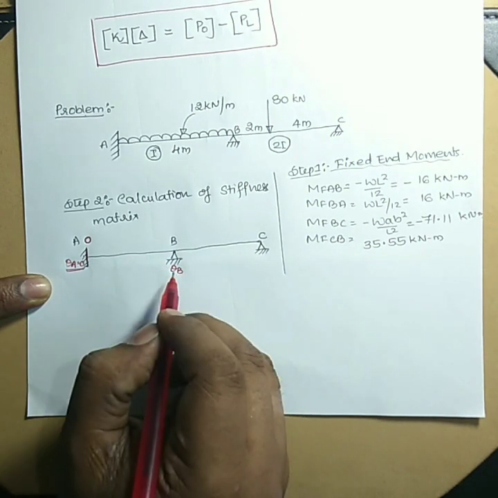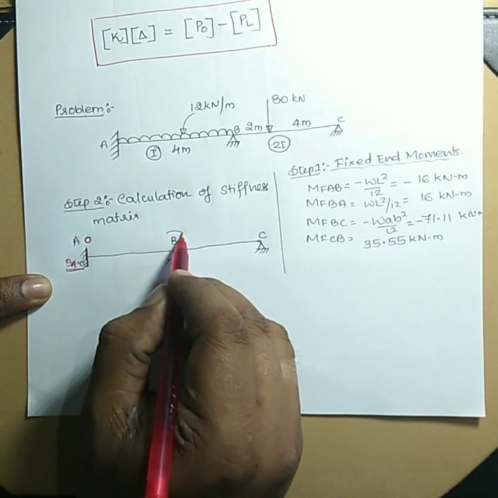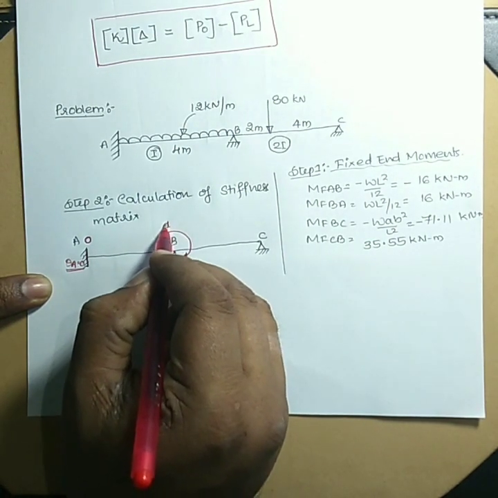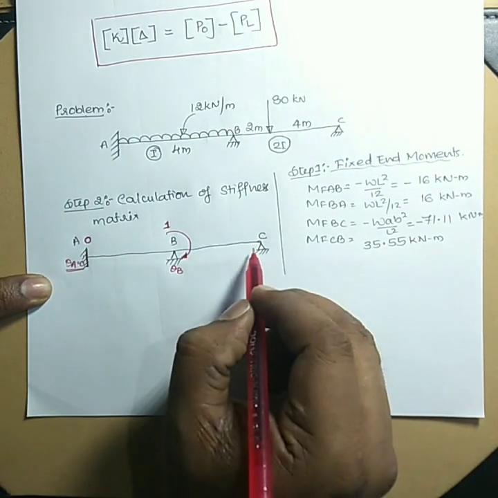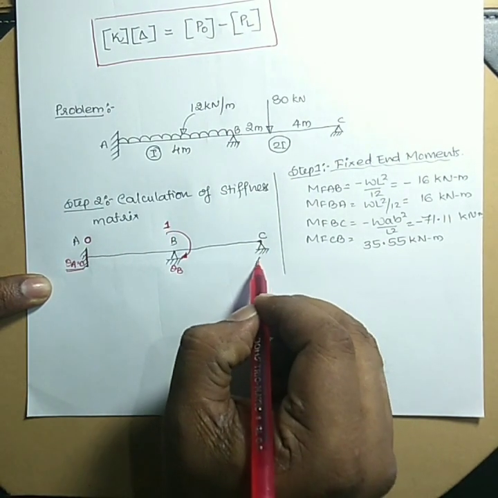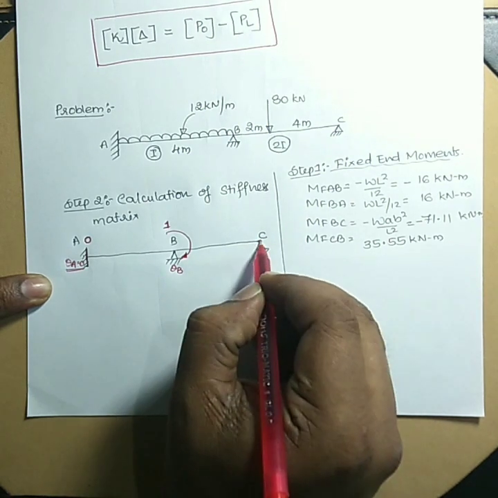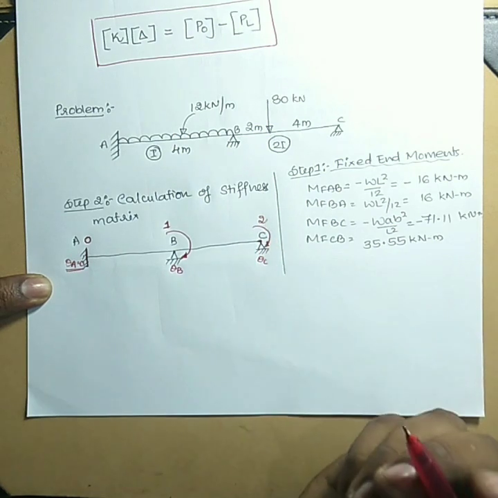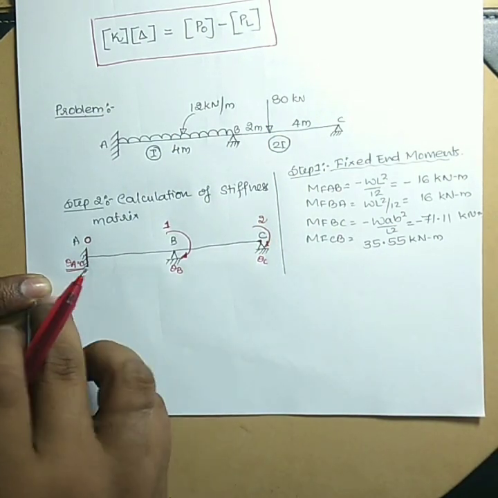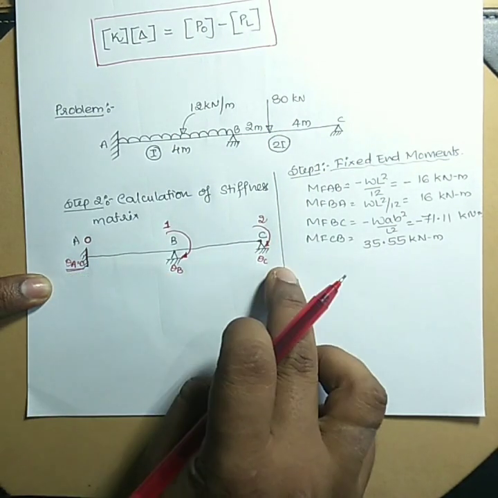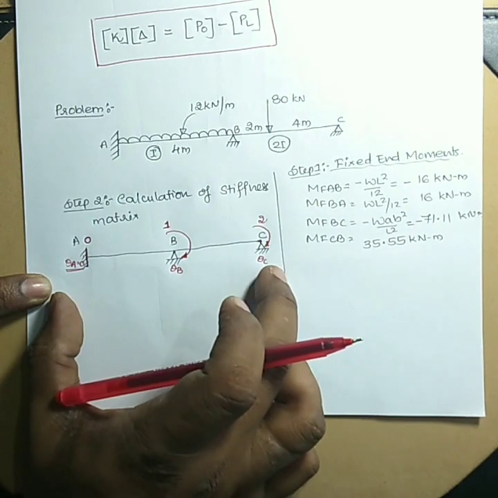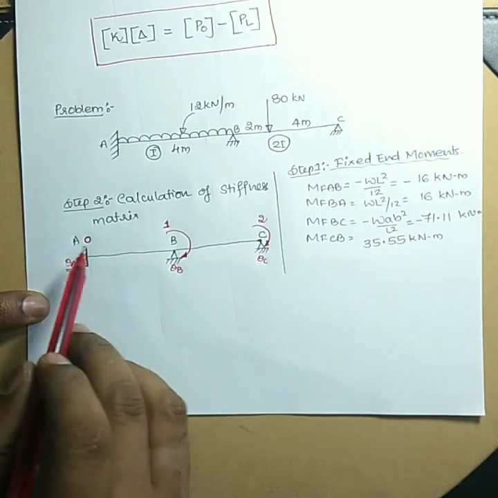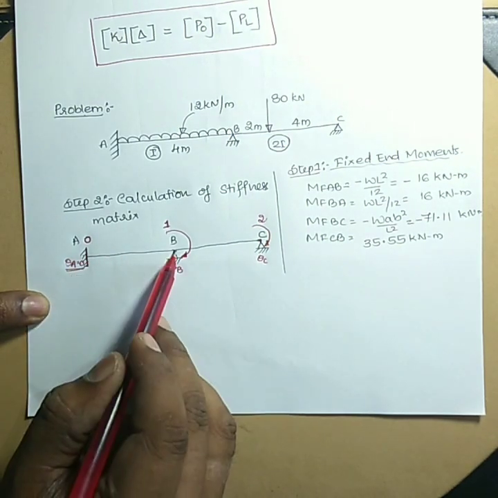So for this purpose I will assume one direction here. This is my first direction. Similarly, at point C I have one unknown, that is theta C. For this again I will assume one direction, that is my second direction. Now we are going to find the stiffness matrix for the full beam. Before going to find the stiffness matrix for full beam, first you have to find the stiffness matrix for this small span, that is for span AB.